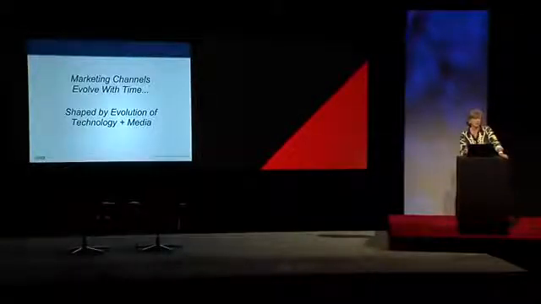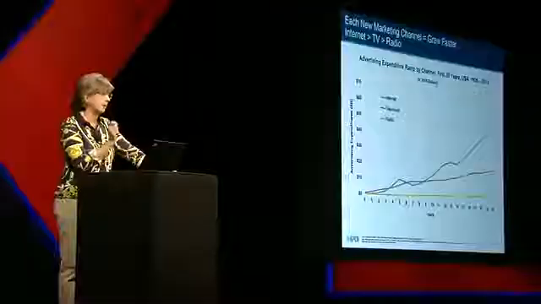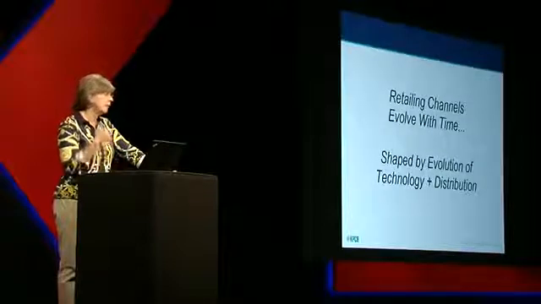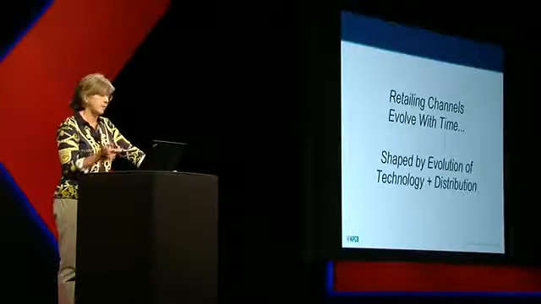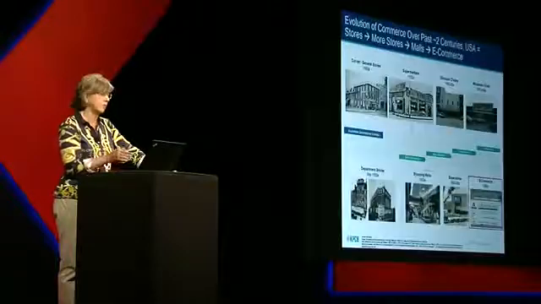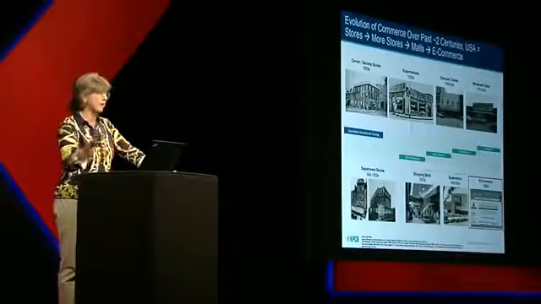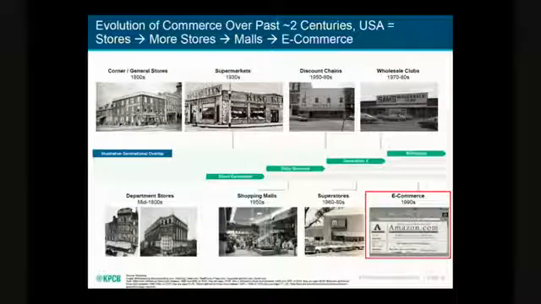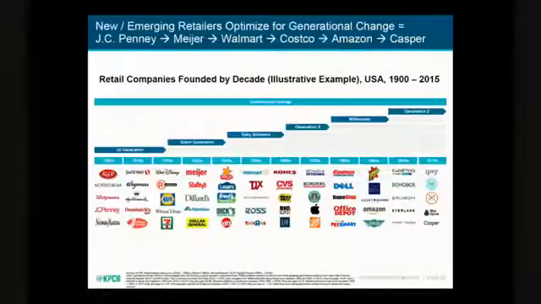Marketing channels evolve over time, shaped by the evolution of technology and media. Each new marketing channel has grown faster than the previous one. This shows internet ramping faster from a dollar spending standpoint than TV, which ran faster than radio. Retailing channels also evolve with time, shaped by the evolution of technology plus distribution. This is the evolution of commerce in the US over the last couple of centuries. We went from stores to more stores to malls to e-commerce.